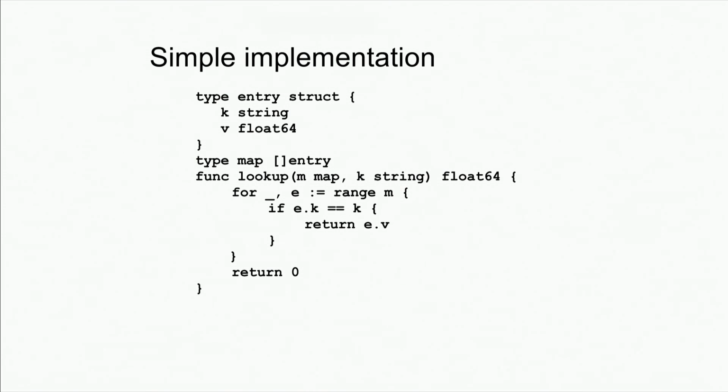Yeah, so we have to look through this whole slice looking for the stock symbol that we want to find the price for. We basically iterate through the whole array of slices. If the key happens to match, then we return the value. Otherwise, we keep iterating until we find it or we run off the end of the slice.